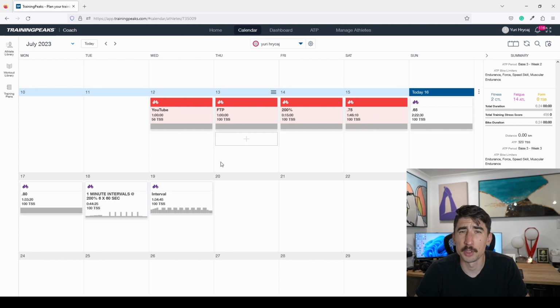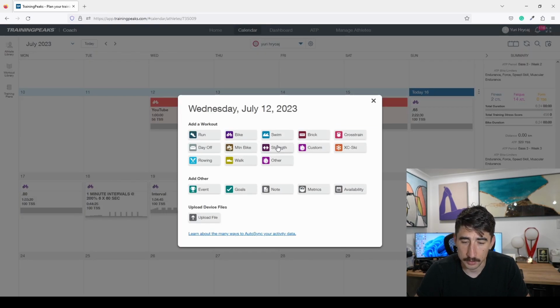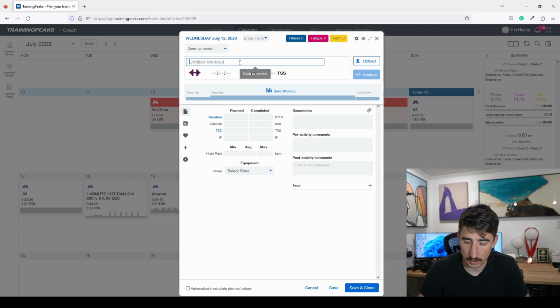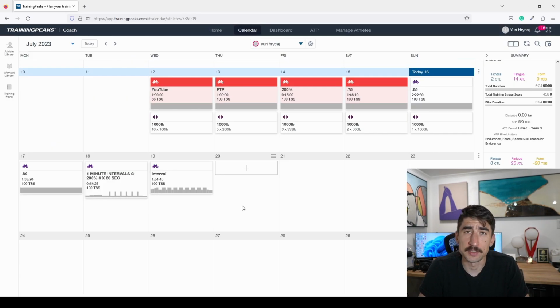If you're still unsure about training stress score, and potentially I've even confused you more than your previous understanding of training stress score, we're going to use a different example and talk about weightlifting. We're going to add in a strength training workout here, and we're just going to input 1,000 pounds total. All right, so we've input some strength training workouts here, and we're going to be basically comparing the two in a similar fashion.